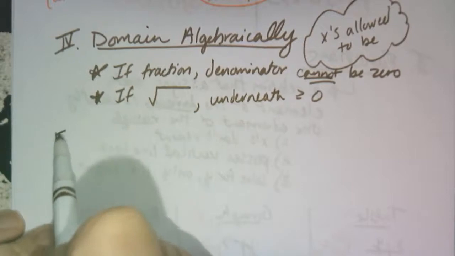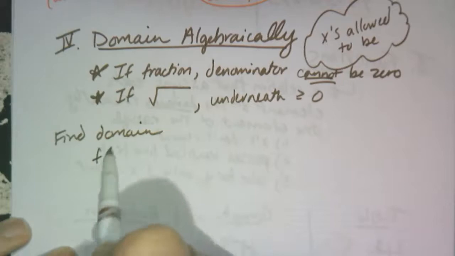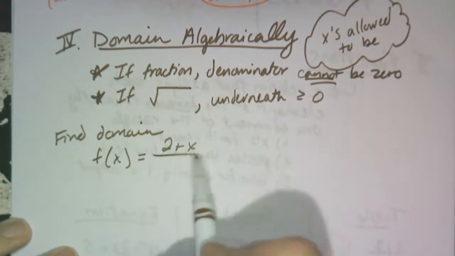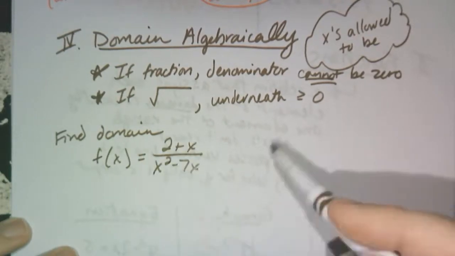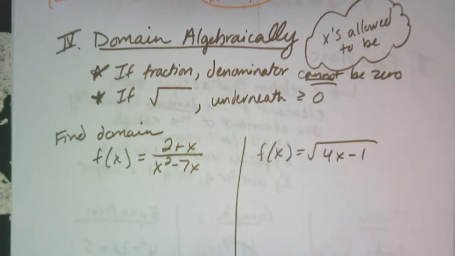So let me give you 2 examples of what they're going to say in homework tonight. Find the domain. F of x equals 2 plus x over x squared minus 7x. And f of x equals the square root of 4x minus 1. I've given you 2 different types. Obviously, if it's a polynomial, you don't have domain restriction there. Any polynomial, any line, any quadratic, any value for x can be anything, right? But if you have a fraction, we have restrictions, okay?